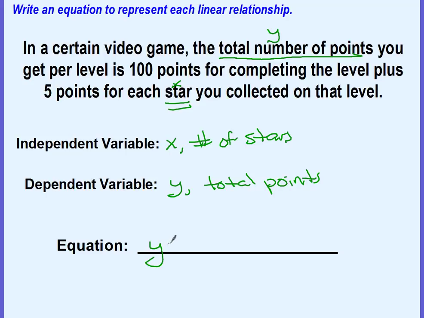Now, to find the total points, what are you going to do to the number of stars? Well, it's 5 points for each star. This each means to multiply. So we're going to do 5 times x, 5 times the number of stars. And what else? It says you get per level 100 points for completion. So plus 100. So our equation is going to be y equals 5x plus 100.